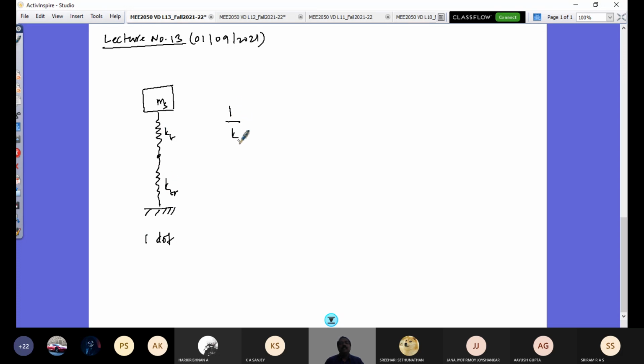So I can find the equivalent stiffness of the spring, and that would be 1 by k equivalent equals 1 by ks plus 1 by ktr. This is the suspension, so it is not kt, it is ks. So that gives k equivalent as ks ktr by ks plus ktr.